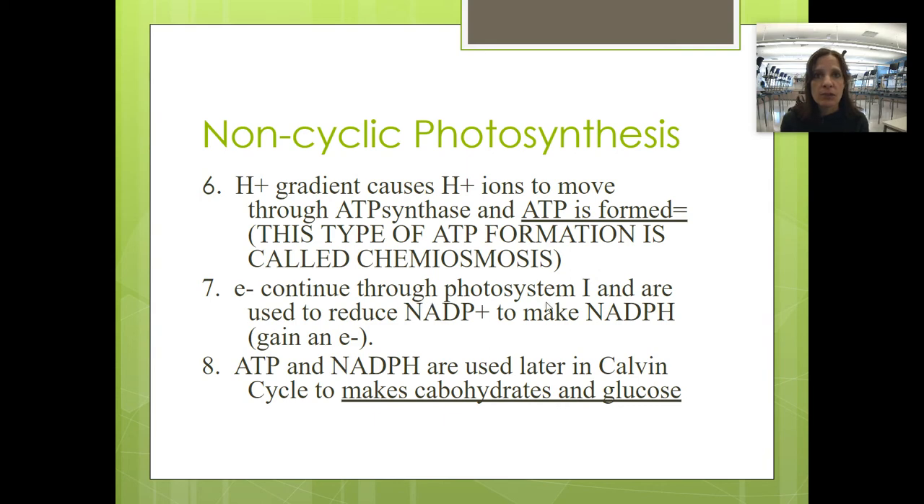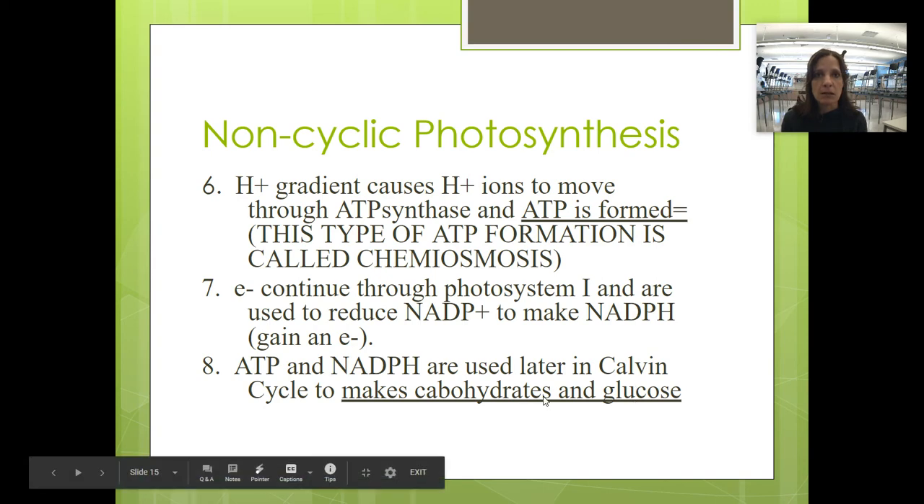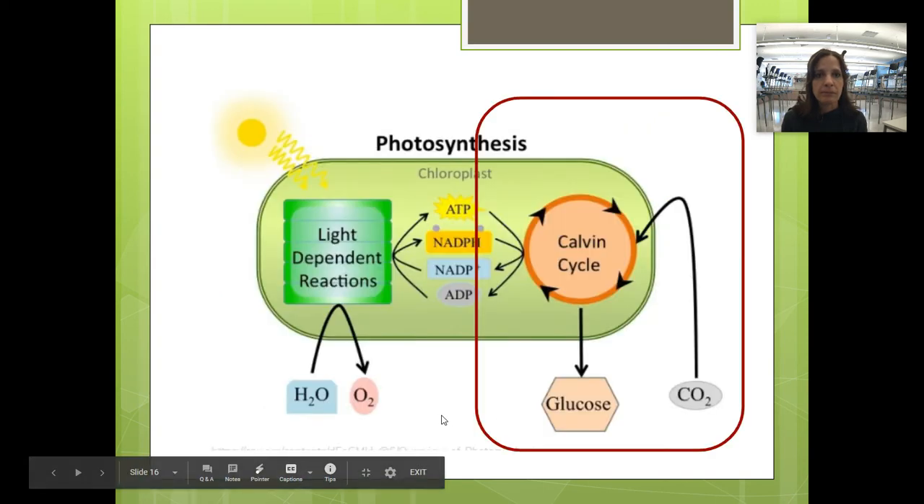Electrons continue through photosystem 1 and are used to reduce, remember, reduction is gaining electrons, NADP to make NADPH. And remember, the P means it's in photosynthesis. So the light energy that's not usable is turned into chemical energy, ATP and NADPH, that are then going to be used in a Calvin cycle to make our carbohydrates.